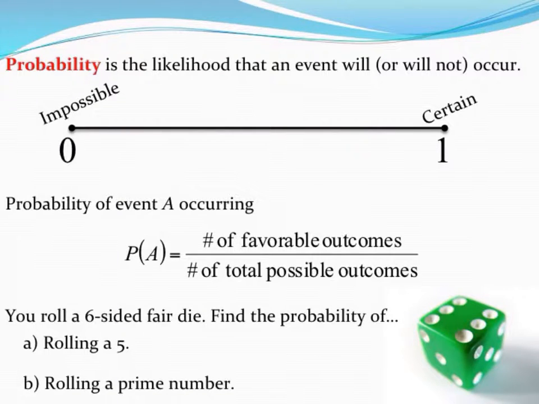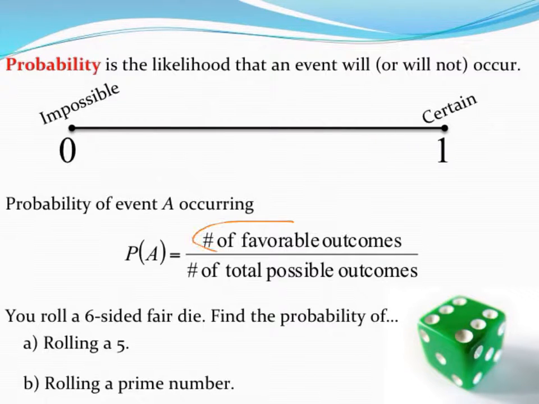To find the probability of an event occurring, we find the number of ways that we can have happen what we want to have happen, and divide that by the total possible ways that something could happen. So for example, let's roll a die. We have a six-sided die right here. I want to know what's the probability of rolling a 5.